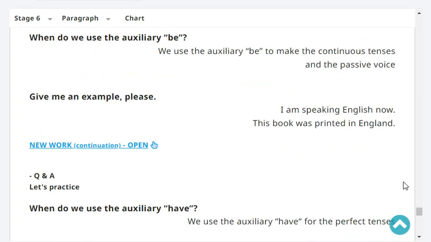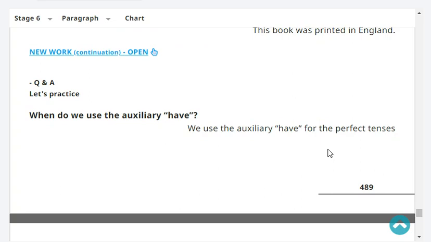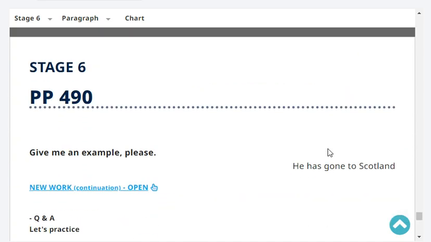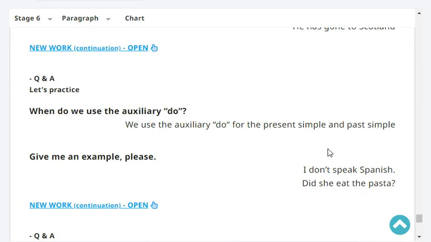When do we use the auxiliary have? We use the auxiliary verb have for the perfect tenses. Very good. Give me an example, please. He has gone to Scotland. Very good.